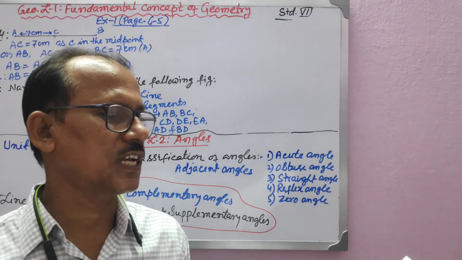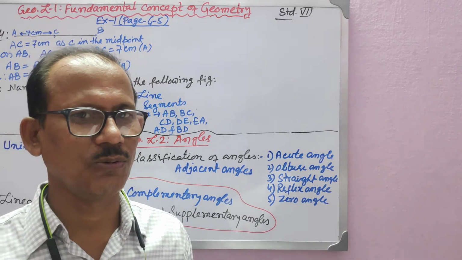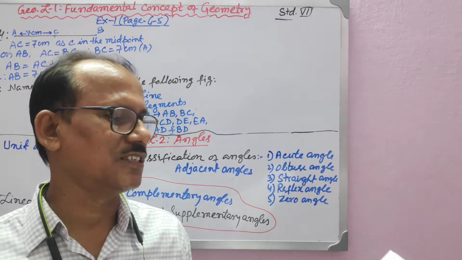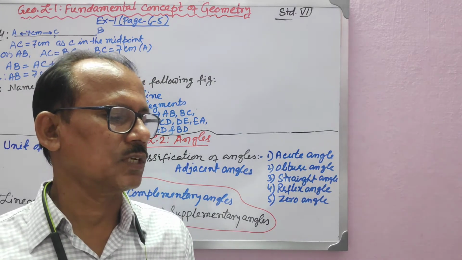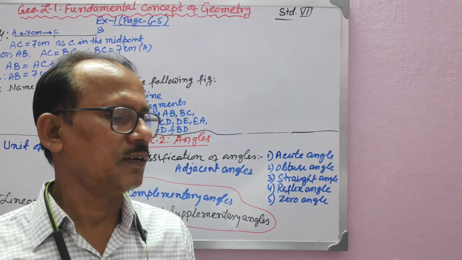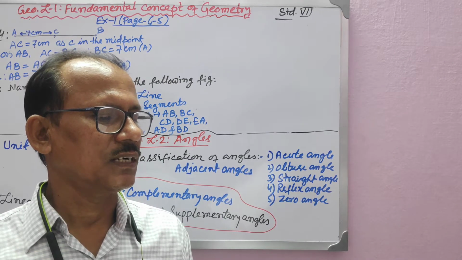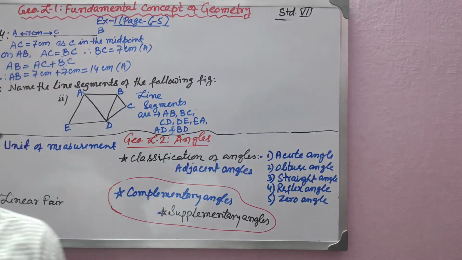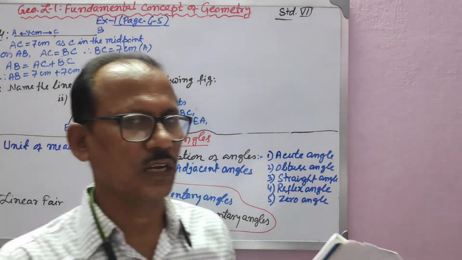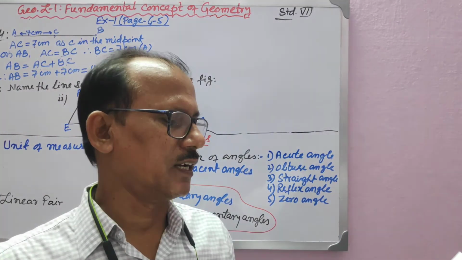Fifth one, a dash has only one endpoint. Which has only one endpoint? Ray has the starting point, which is the endpoint. Now question number 6, a dash has no endpoint. Which has no endpoint? Line has no endpoint because it moves on infinitely in both directions.